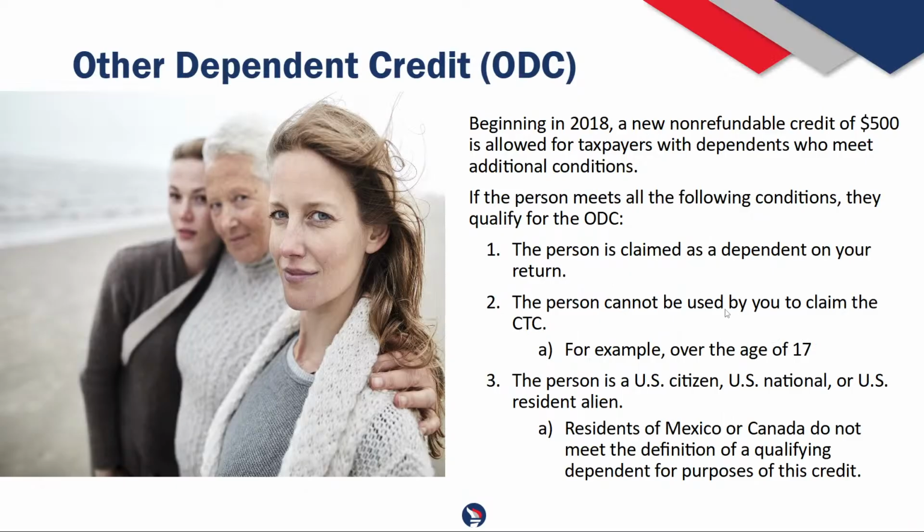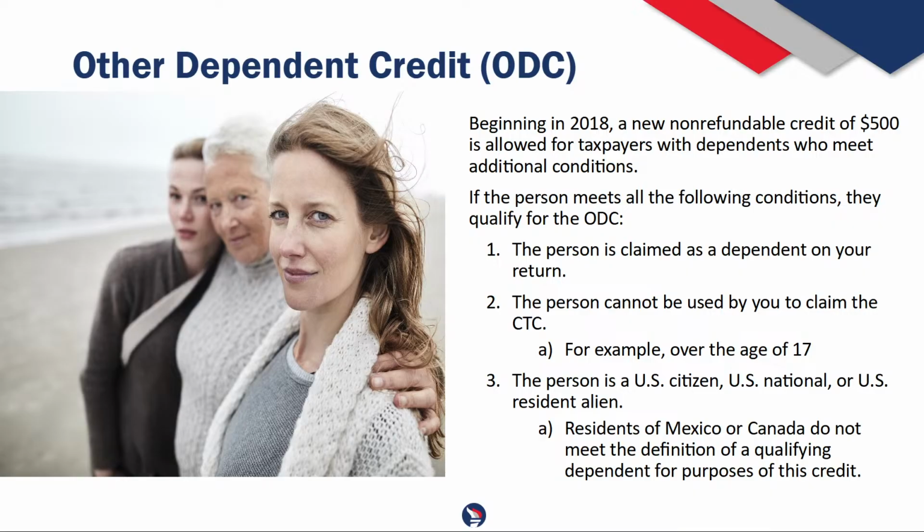Alright, other dependent credit. Beginning in 2018, this credit was established. $500 non-refundable for taxpayers with dependents who meet additional conditions. So if they didn't qualify for child tax credit, you still might qualify for this $500 non-refundable other dependent credit.